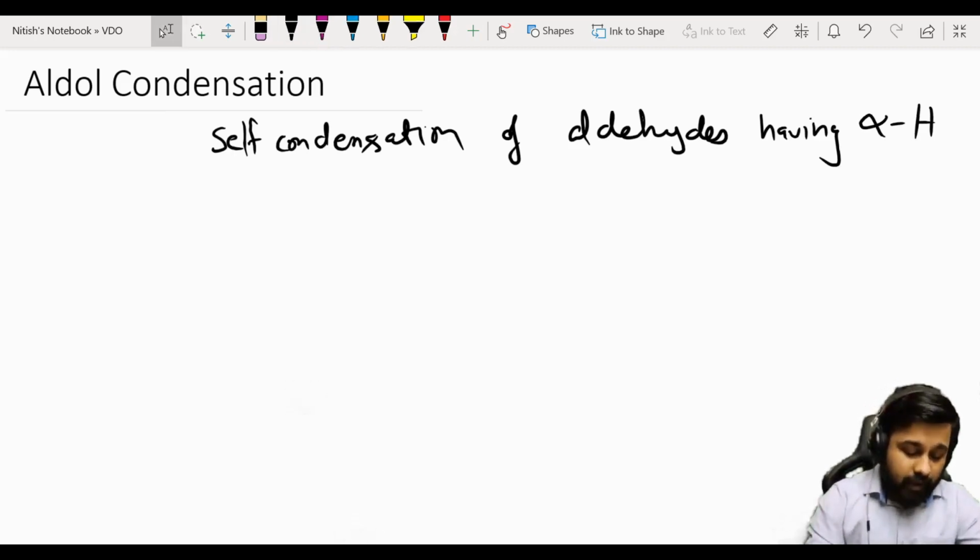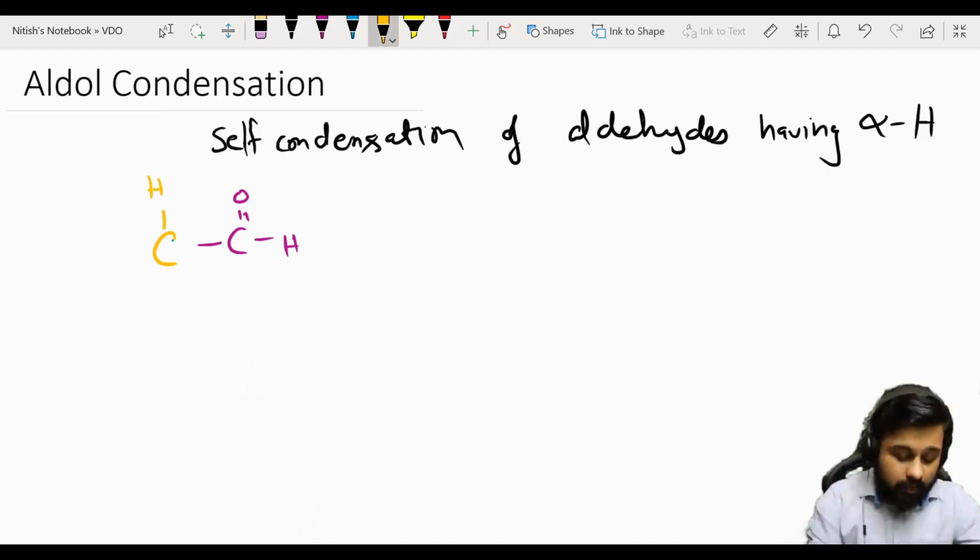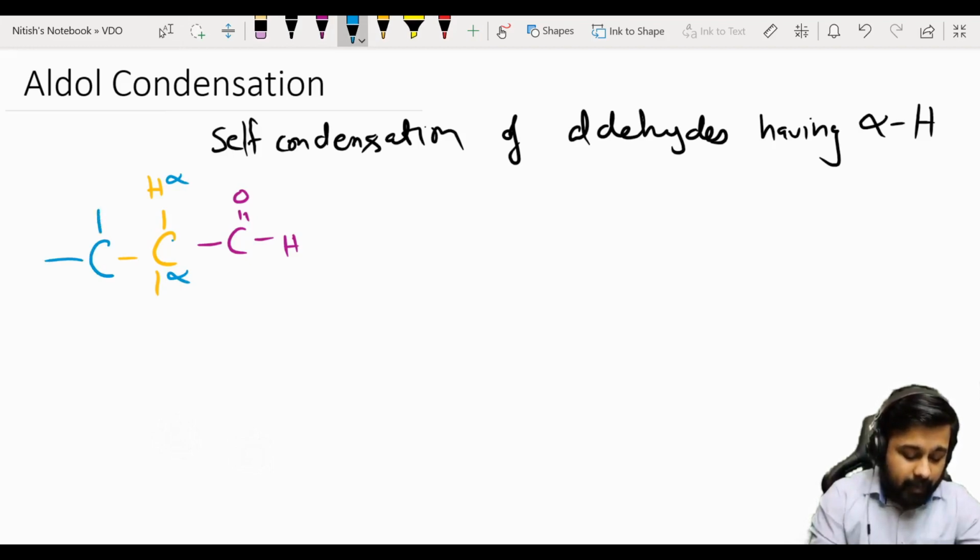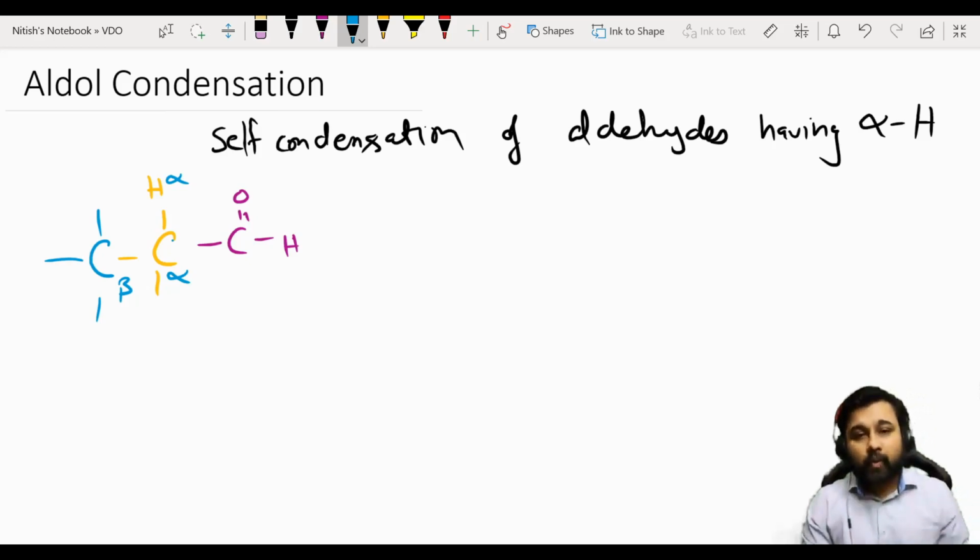So what is an alpha hydrogen? First of all, this is an aldehyde group. The carbon next to the carbonyl group is alpha carbon and the hydrogen on that carbon is alpha hydrogen. Okay, so this is your alpha hydrogen. This is your alpha carbon. Carbon next to it will be beta carbon and so on. Right now we are more concerned about the alpha hydrogen.